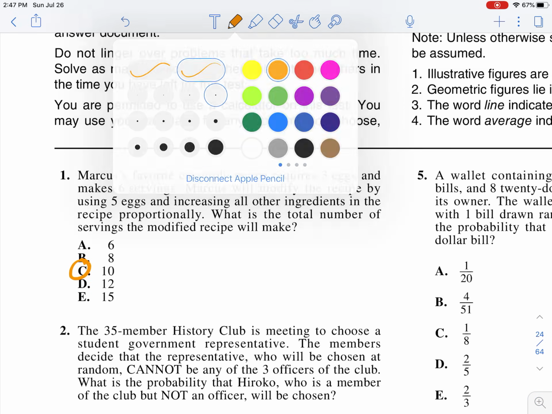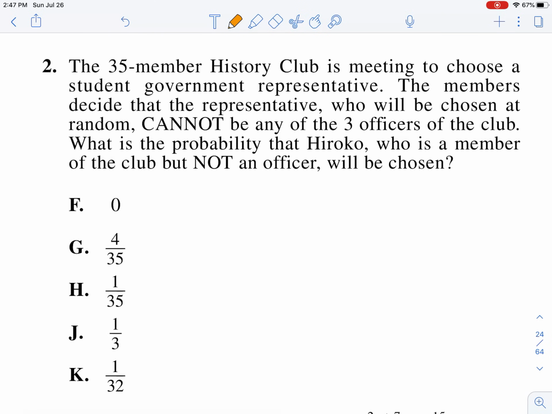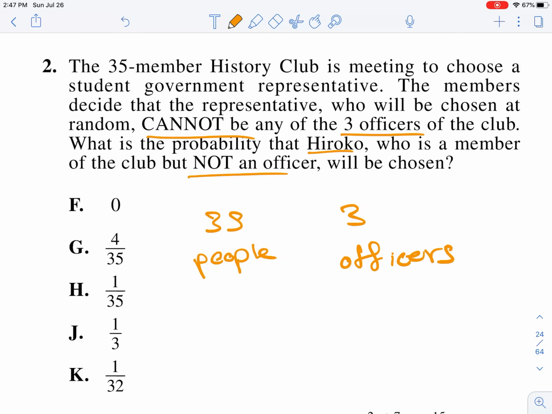All right, let's move on to the next problem. A 35-member history club is meeting to choose a student government representative. The members decide that this person cannot be any of the 3 officers of the club. What is the probability that this person, who is a member of the club but not an officer, will be chosen? So there's 35 people, right? 3 officers. That means that essentially the total pool of people that you can choose from is 35 minus 3. That's 32. There's 32 possible candidates.